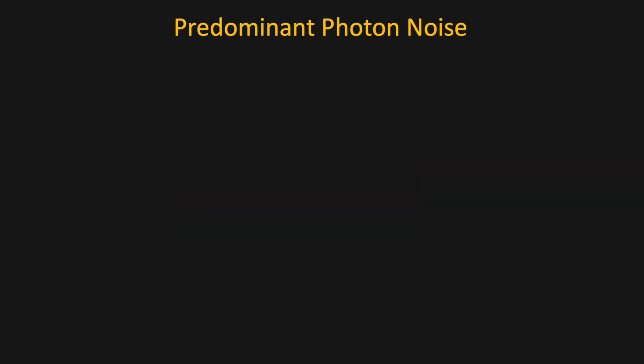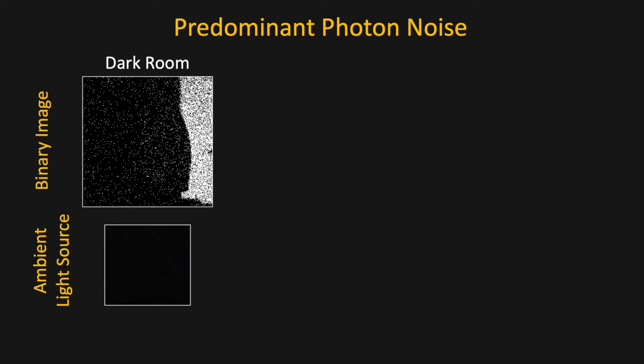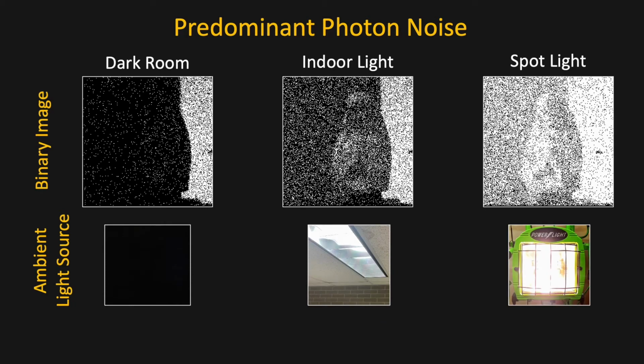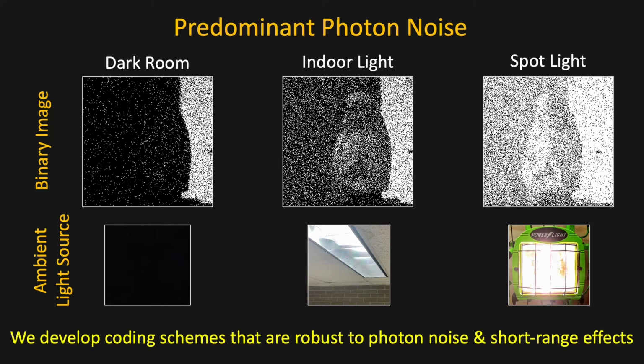The binary images that we acquire are heavily influenced by photon noise and are easily corrupted by ambient sources of light. To address this issue, we developed novel temporal sequences using error-correcting codes that are robust to photon noise and short-range effects such as projector defocus and resolution mismatch.